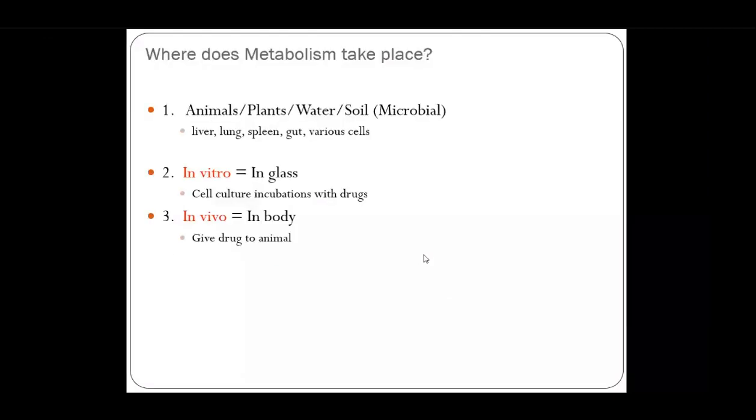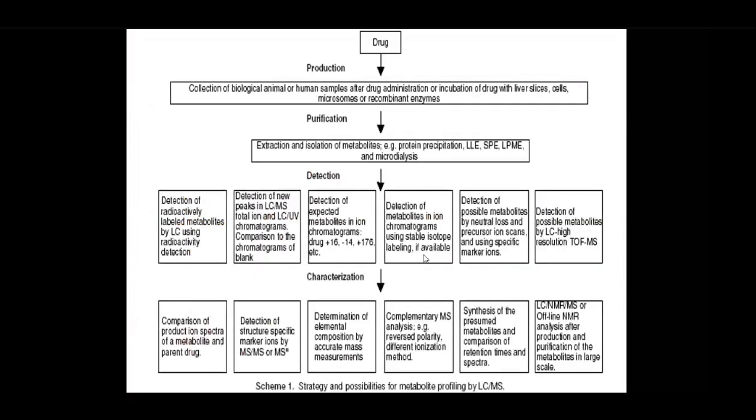Okay. So where does metabolism take place? It takes place everywhere, in animals, plants, water, soil, everywhere, and liver, lungs, spleen, gut, various cells. So we have two ways of formation of metabolites, in vitro and in vivo. Okay. Fine. So when we would like to really study metabolites of a drug, a new drug or new chemical entity, just to make sure that the metabolites are safe, they are not toxic, whether they have therapeutic value or not, etc., then we need to have a method of analysis.